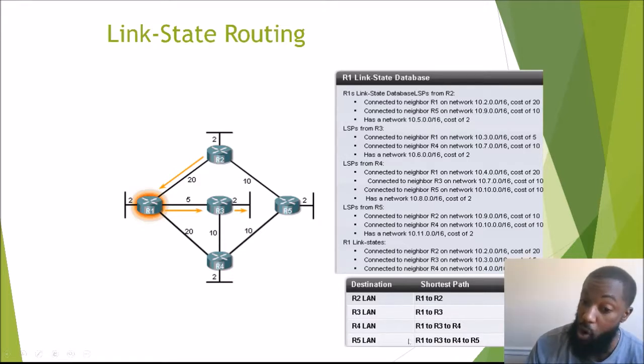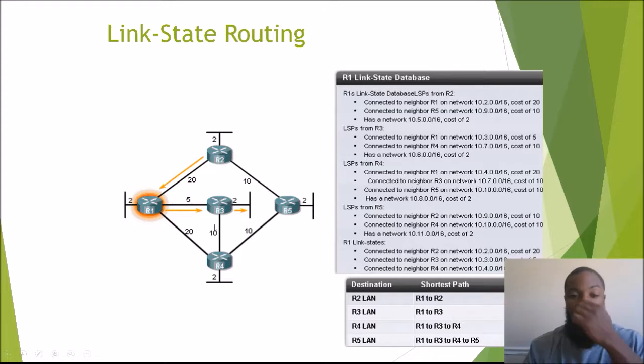And everybody has their own just like this. So router 3 has his own version of that. Router 2 has his own version of that, etc. And then there are the states for each one. Let's pick one: router 1's link state database from router 2, right? So this is his database. He's connected to neighbor 1 on network 10.2. That's not going to be good enough to explain because we don't have the IPs on here.